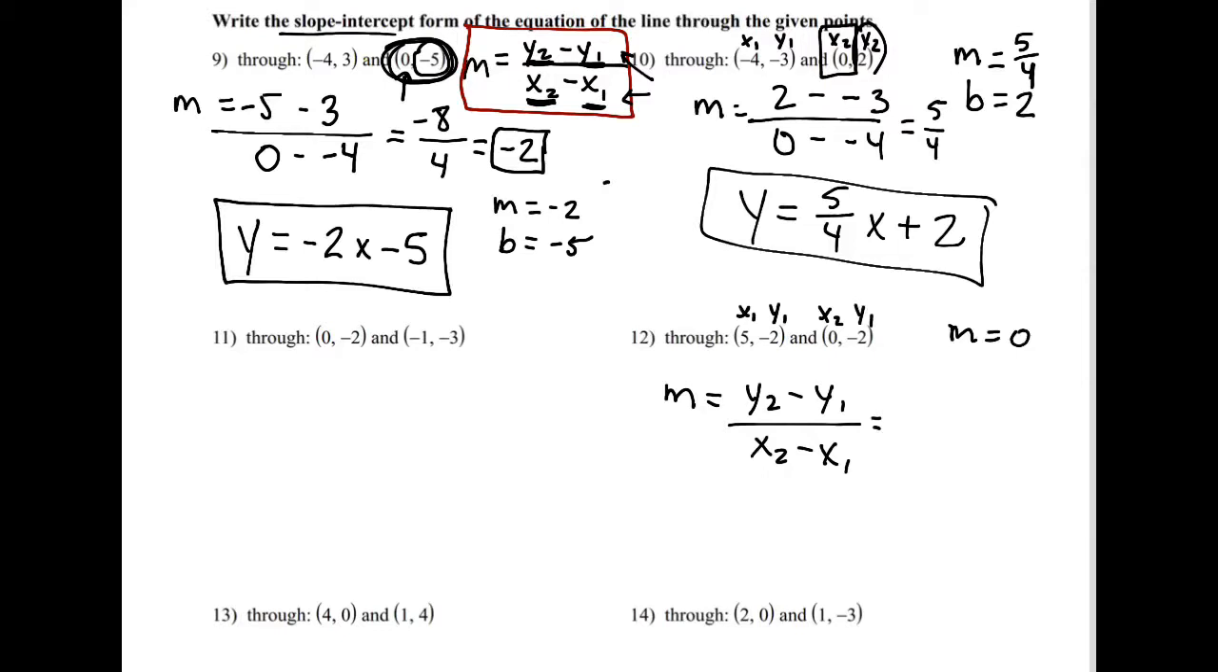Alright, so, that should be a 2. Alright, so now we know our y2. If I erase and replace, y2 is -2, and y1 is -2. And then I know my x2 is 0, and my x1 is 5. So if I do that and do my math correctly, I get 0 divided by -5, which is 0. So no matter what, my slope equals 0.